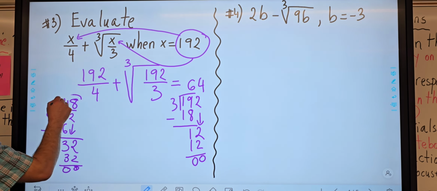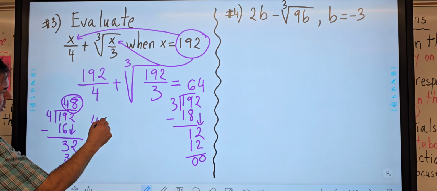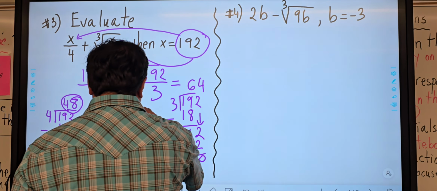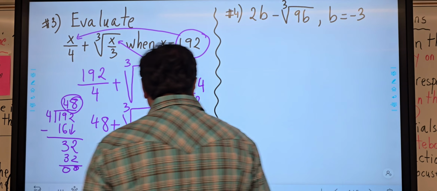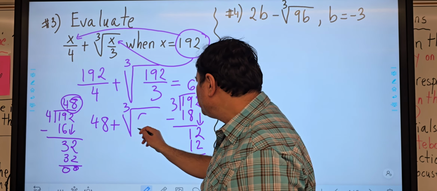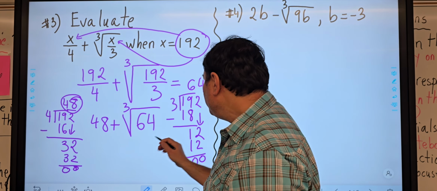4 actually is 48. So now here we get 48 plus, let's keep the cube root for now, cube root of, and here we get 64. Okay? Because 192 divided by 3, we got 64. And now we know that 64 can be written as 4 times 4 times 4 inside of the cube root.